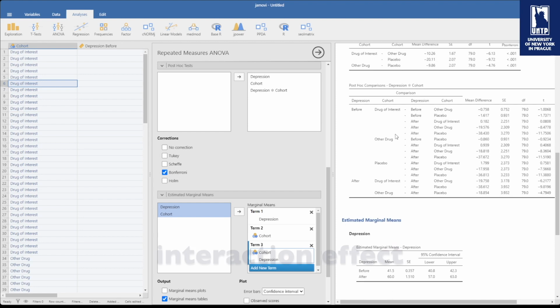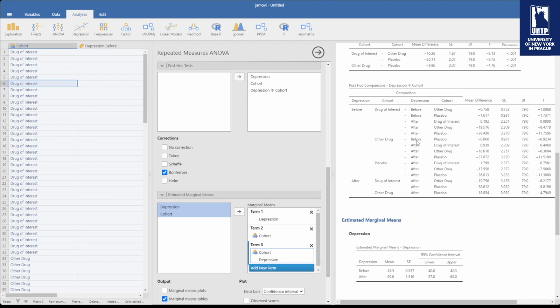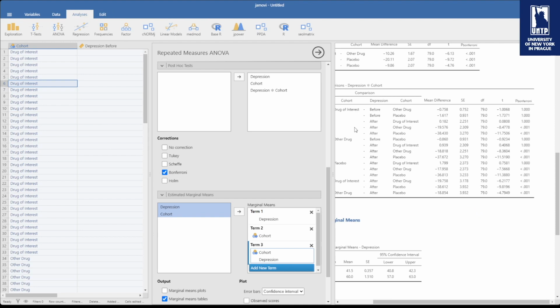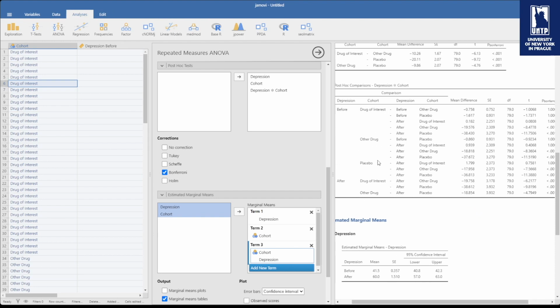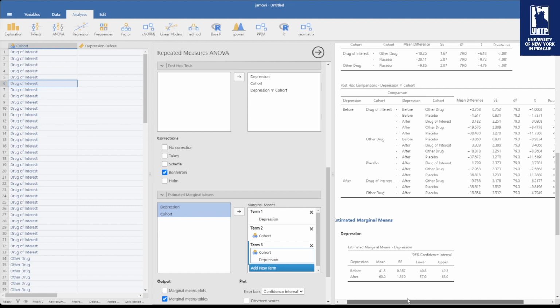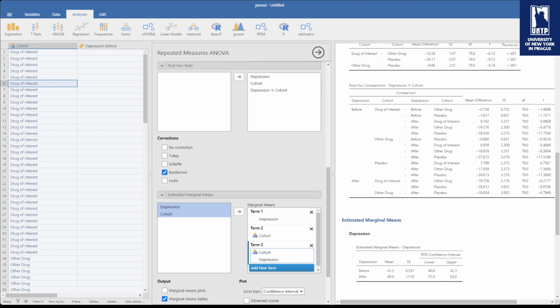And then we have our interaction effect. As in two-way ANOVA, we already saw this. In this case, however, it's adding the within subjects factor. You have drug of interest before and other drug before, which is going to be not significant. Beautiful. And then we have, for instance, here placebo, which is before, you have it here, and after drug of interest, and that's not significant again. But as you can see, we have a bunch of significances over here, so it really depends on your hypothesis and what you're trying to look for.